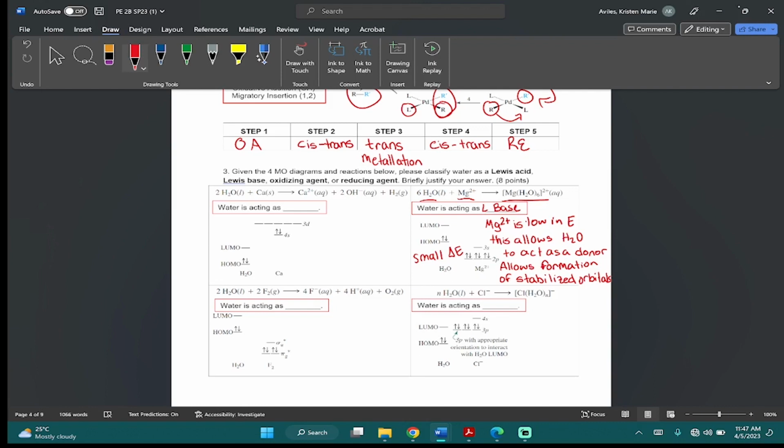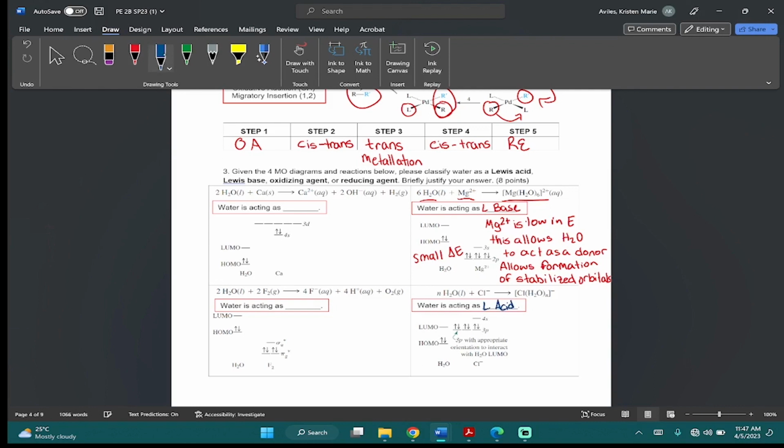So in the second example, right below it, we have our chlorine ion, and again, we're forming another adduct, right? We're going from two things to one, so they're bonding together. So this is also going to be a Lewis acid-base reaction. Since the first one was a Lewis base, this is obviously a Lewis acid.